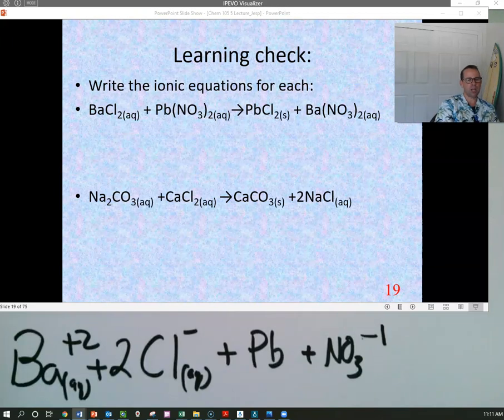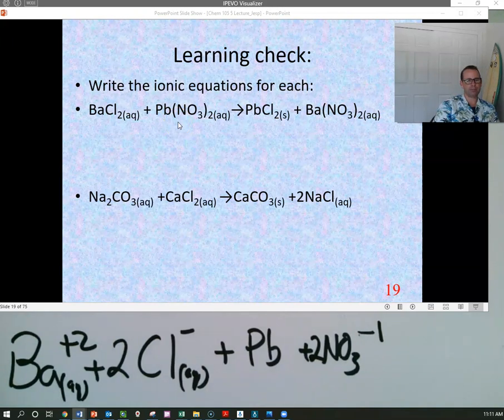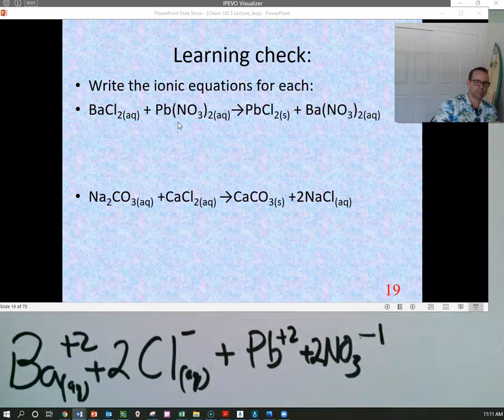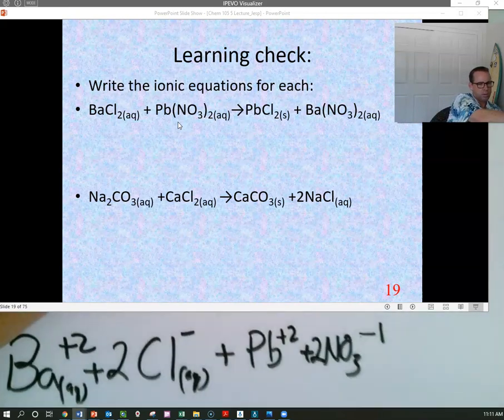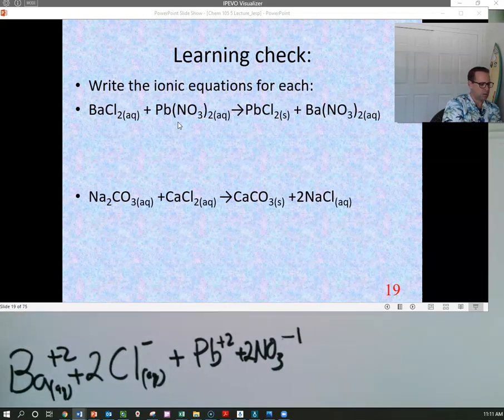And how many of those -1s did I need to balance the lead? 2. So I needed 2 of those. So what does that mean the charge on the lead is? Nope. If I needed 2 of these -1s, it means it was a +2. Does that make sense? Do you follow that? Okay. Great.